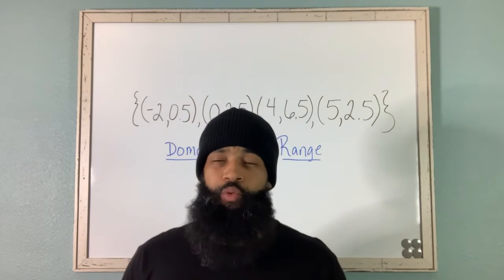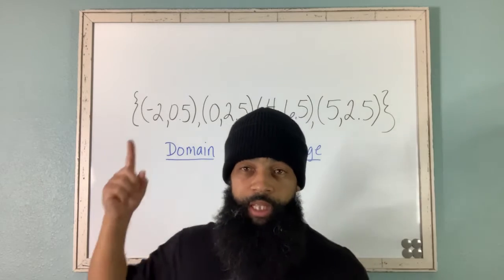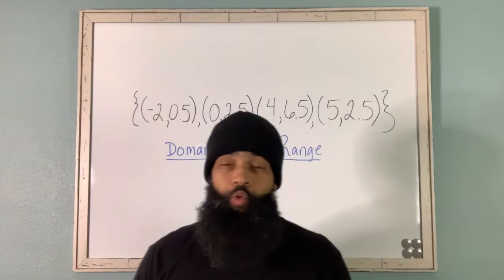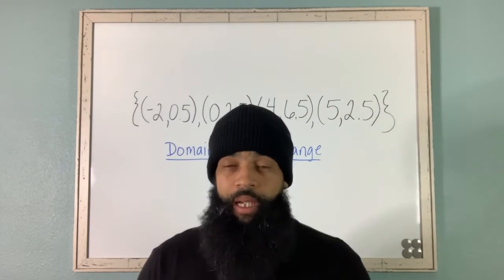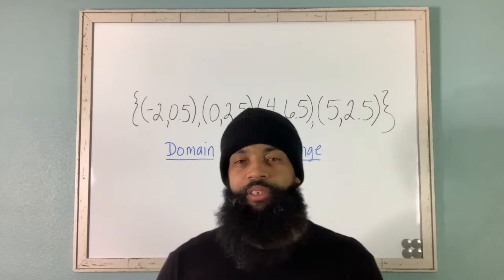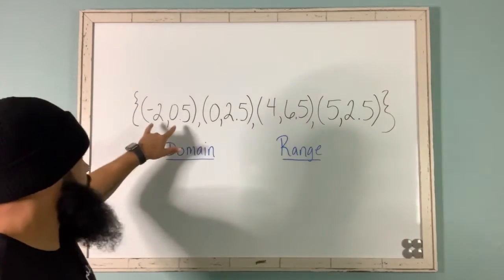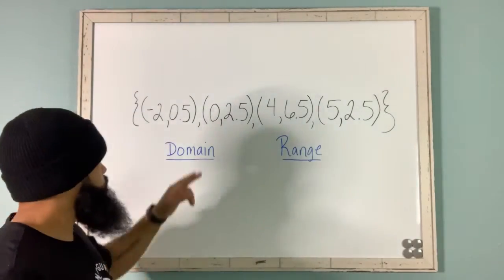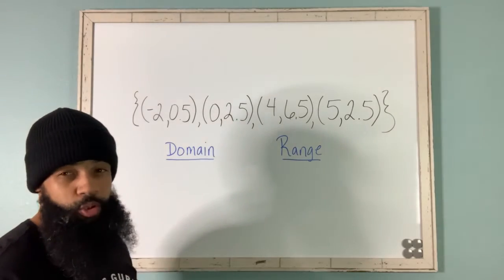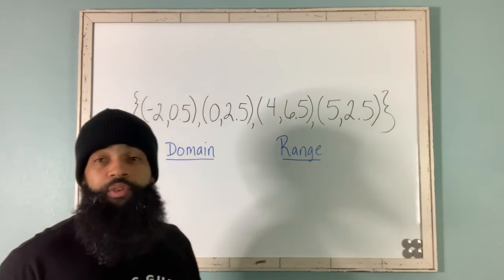So I want to do three things. I want to identify the domain and the range of the relation that you see behind me. I want to show it in a mapping diagram, and then I want to determine if that relation is indeed a function. So let's go to the first example. So we have the ordered pairs -2, 0.5, 0, 2.5, 4, 6.5, and 5, 2.5.